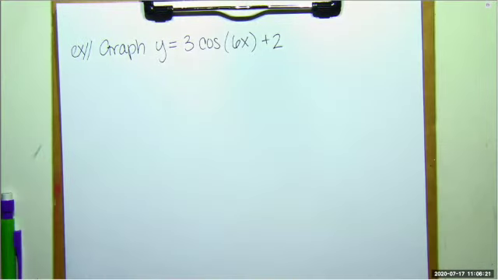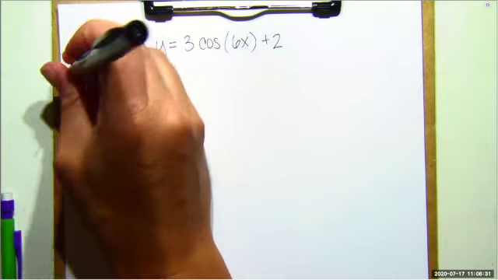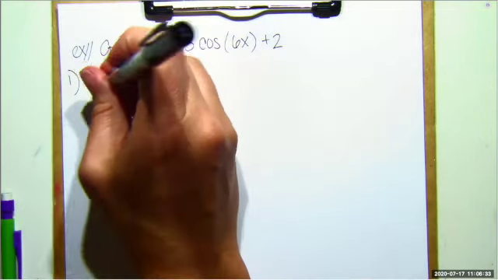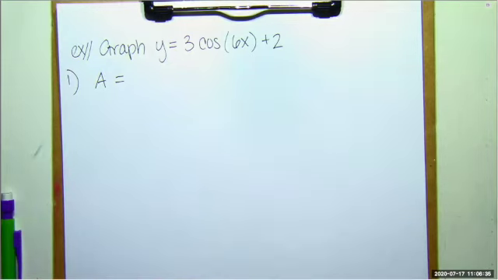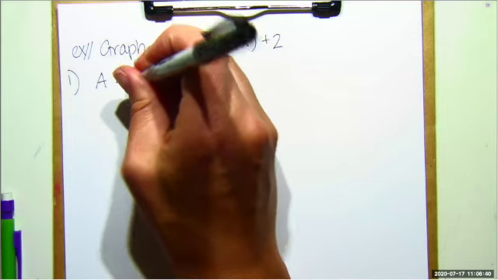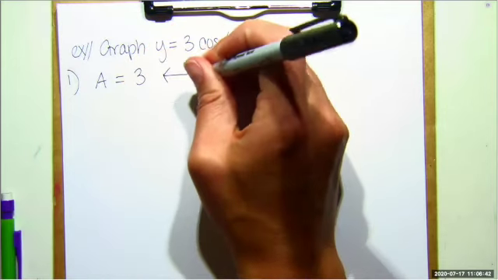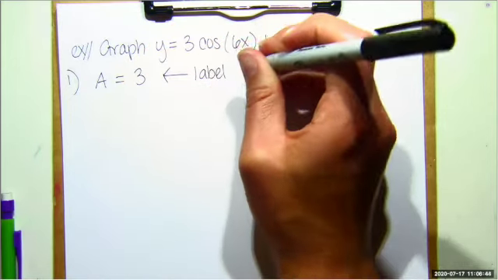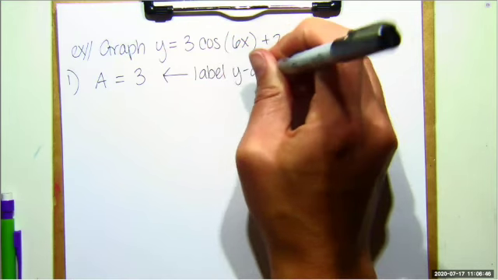Okay, next one, let's graph y is equal to 3 cosine of 6x plus 2. Step 1, we'll find out what our amplitude is. So help me out with this. The amplitude of this is what? Go ahead and shout it out. 3. I'm going to use this to label what? My x or my y-axis? The y-axis. Great.